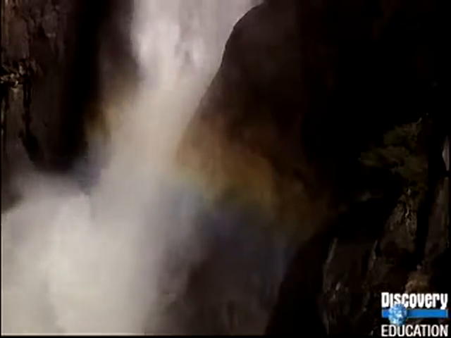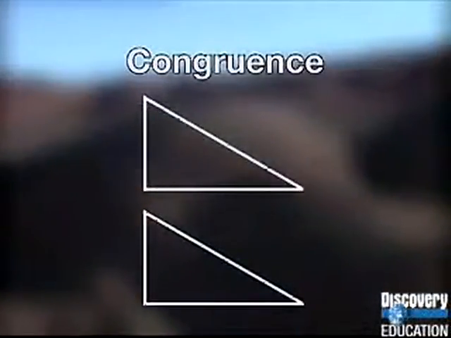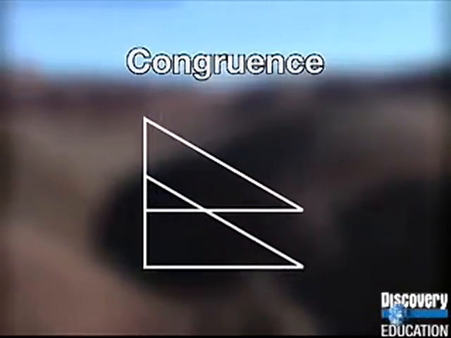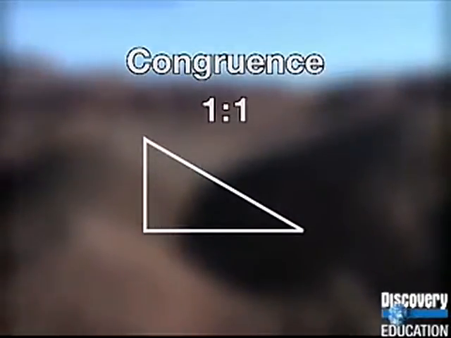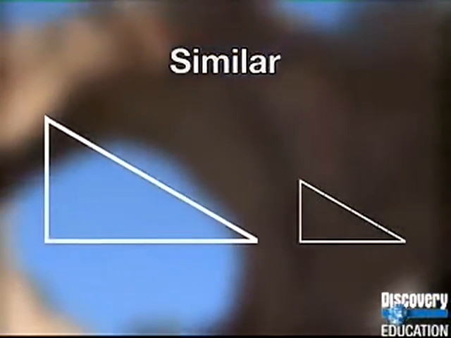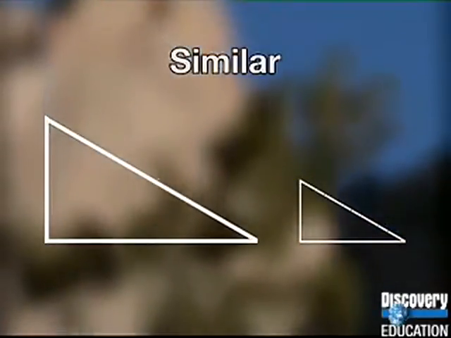To do it, they use principles we can understand using mathematical concepts of congruence and similarity. Congruent forms are exactly the same shape and size. The ratio of sizes of corresponding parts from one to the other is 1 to 1. Congruent forms are also similar. Similar forms are the same shape. Their corresponding parts have the same size ratio.